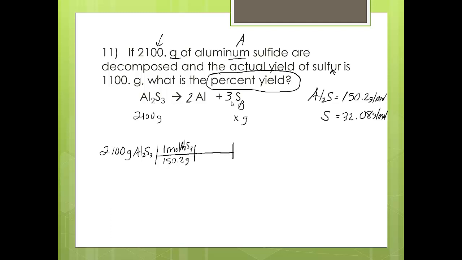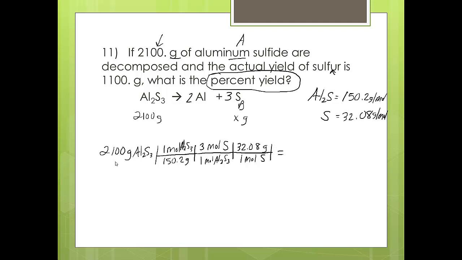Now where do I want to go? I want to go to sulfur. So what's the ratio? Well, I get 3 moles of sulfur for every 1 mole of aluminum sulfide. Now remember again, when you're setting these up, if I have grams of aluminum sulfide, you're going to have grams of aluminum sulfide down here. Moles of aluminum sulfide, I'm going to cancel them out and need to have them down here. So that last step, let's get to grams of sulfur. So 1 mole of sulfur has a molar mass, 32.08 grams. Pull out the calculator.